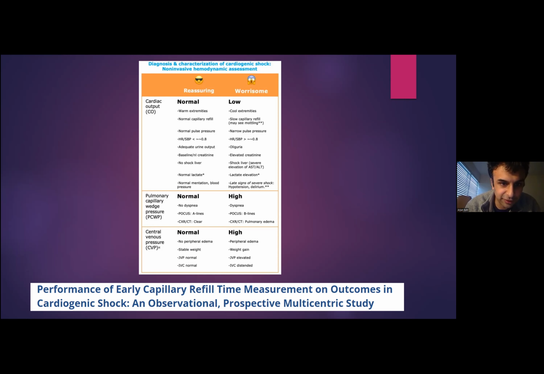Other things, let's see. Oh yeah, the capillary refill is a good one. I've heard some people refer to this, but when I looked at the study, it wasn't cited a whole bunch. But capillary refill greater than 3 seconds is a really, really sensitive marker, according to that paper, of people who will need mechanical circulatory support or even ECMO.